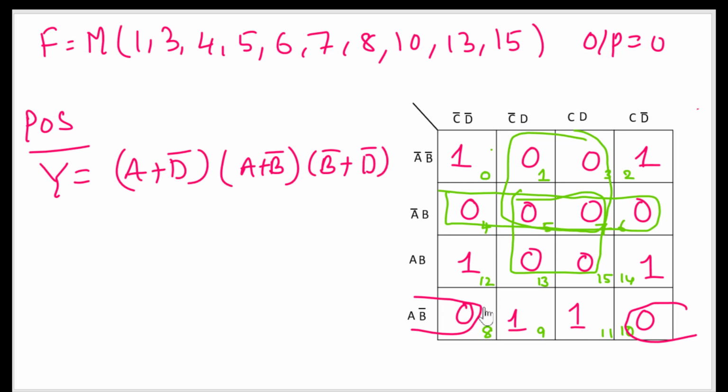If you take this pair, you're going to have A bar plus B plus D. This is the pass form.